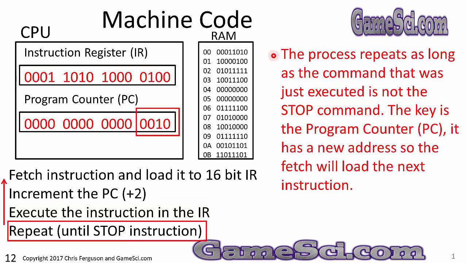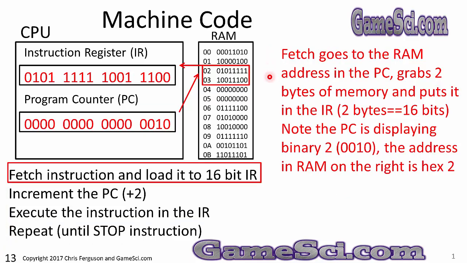The process repeats as long as the command that was just executed is not the stop command. The key is the program counter, or PC. It has the new address, so the fetch will load the next instruction. We're going to repeat the von Neumann instruction cycle over and over. It's time to go back up and do another fetch.